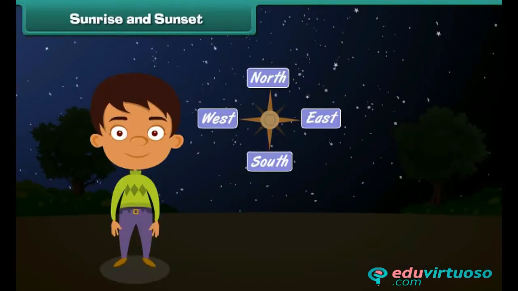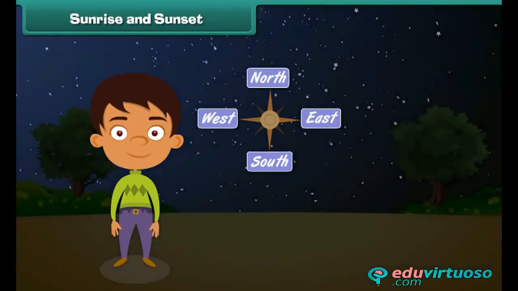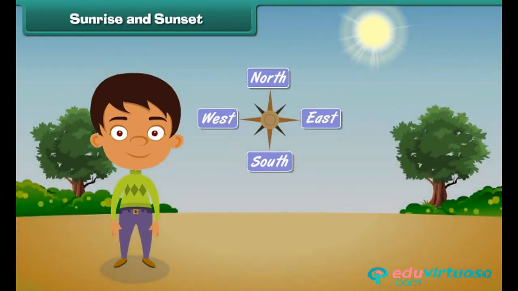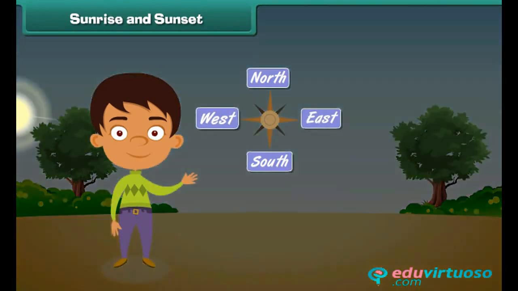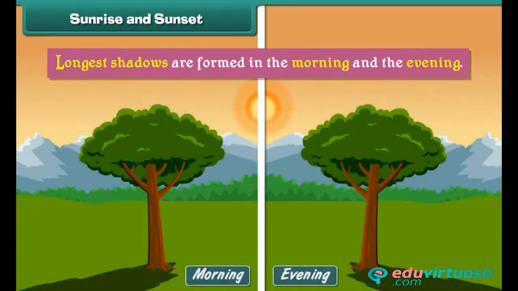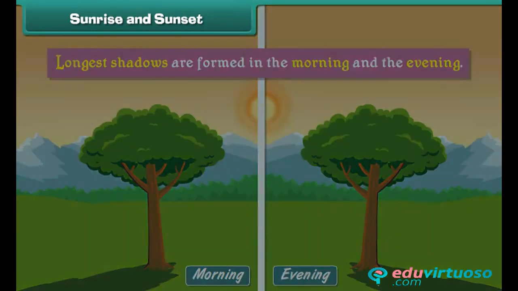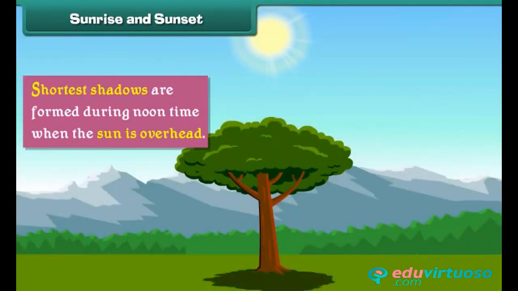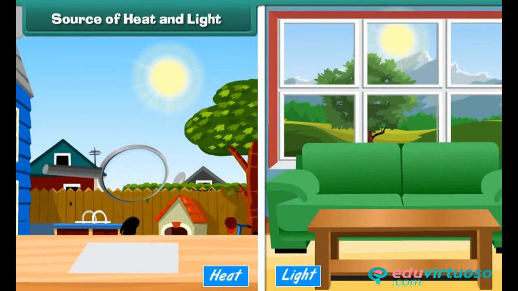Sunrise and sunset. The sun rises in the east and sets in the west. At noon, it is right over our heads. Longest shadows are formed in the morning and the evening. Shortest shadows are formed during noontime when the sun is overhead.